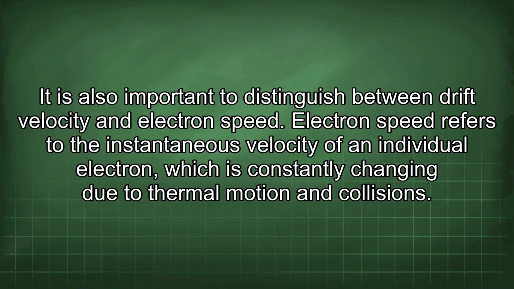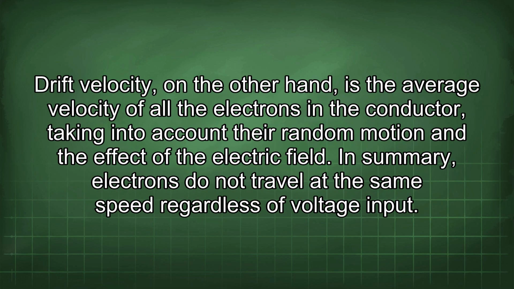It is also important to distinguish between drift velocity and electron speed. Electron speed refers to the instantaneous velocity of an individual electron, which is constantly changing due to thermal motion and collisions. Drift velocity, on the other hand, is the average velocity of all the electrons in the conductor, taking into account their random motion and the effect of the electric field.